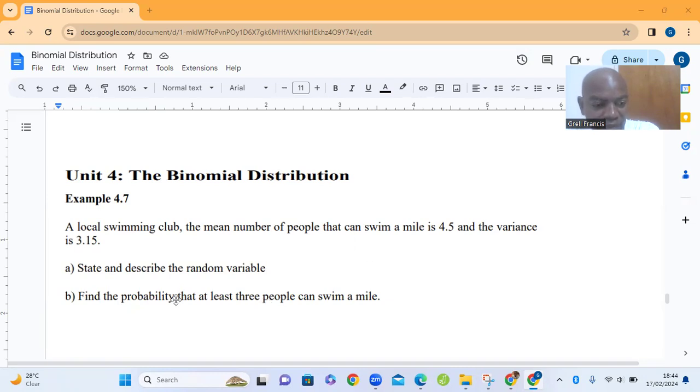Now, the first part is to state and describe the random variable. N is not provided, and the probability of success is not given, so we have to use N and P. It says find the probability that at least 3 people can swim a mile. At least 3 is from 3 onwards, so we can do 1 minus P of less than 3. Less than 3 means 2, 1, 0, and we subtract from 1. So we need to find N and P using the mean and the variance.